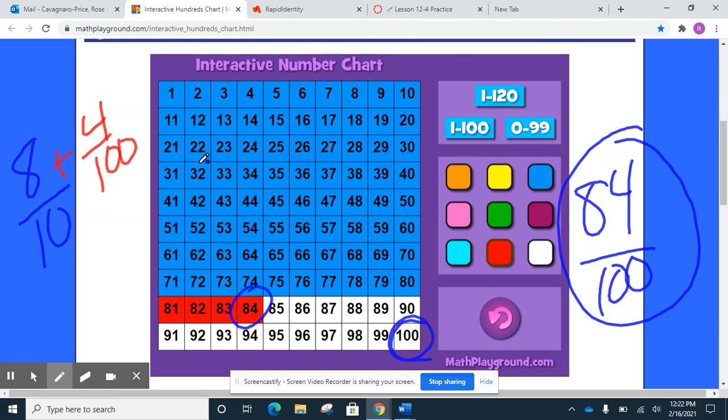Just a refresher, what we did is we did our 8/10. We had to do 8 rows of 10, which we know equals 80. Okay, so we did 8 rows of 10, and then we did 4/100. We added them up. It ended up being 84 out of 100.